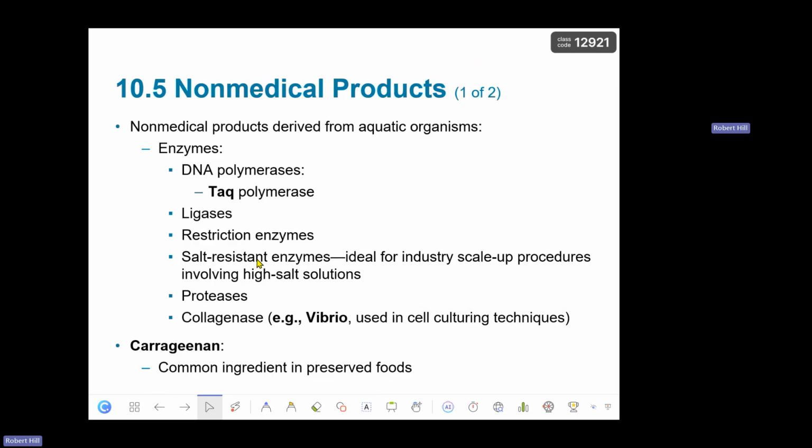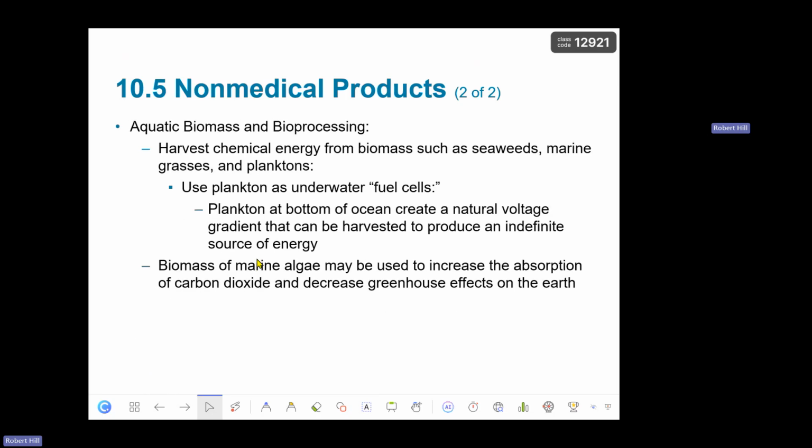Marine biomasses such as algae and plankton can be tapped into for energy and carbon capture, offering green solutions to modern problems. These enzymes you guys should be familiar with. We've talked about them in previous chapters. And here's information on the aquatic biomass that I was talking about, algae and plankton. You can use it for carbon capture and energy production.